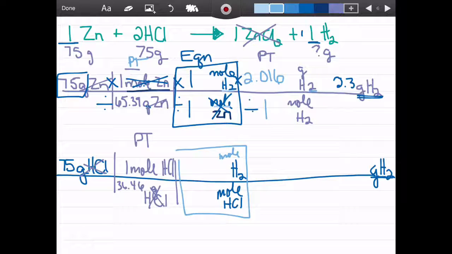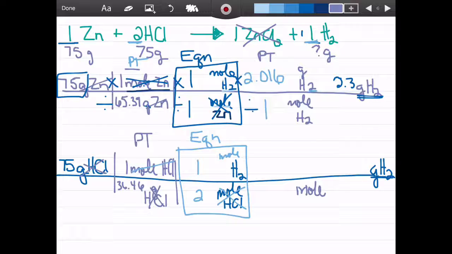Again, when I have moles on top of moles, I have my molar ratio, and I get that from my balanced equation. So in front of hydrogen, over here, I have a 1. In front of HCl, over here, I have a 2. So then my moles of HCl cancel out. I'm left with moles of hydrogen. I need moles of hydrogen to cancel.